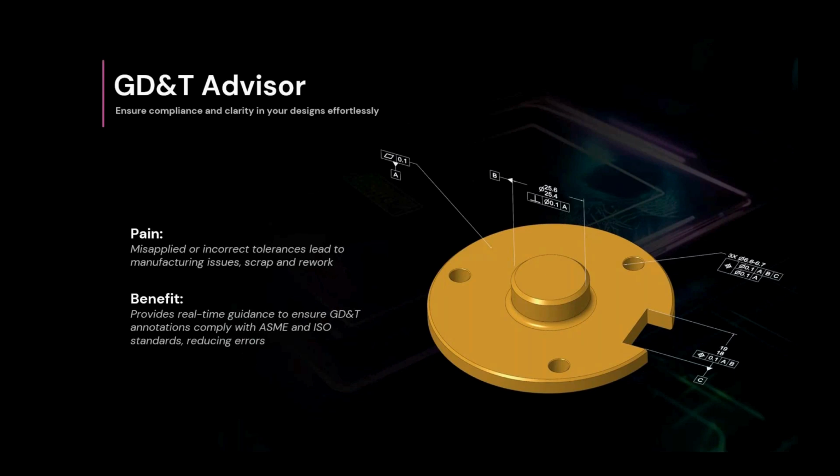So this tool not only streamlines the annotation process, but it also ensures that your models are ready for further downstream applications, maybe like tolerance analysis, which we're going to have a look at, or inspection down on the shop floor, or manufacturing and production. A lot of the pain that we see are misapplied or incorrect tolerances leading to these manufacturing issues. And GD&T Advisor ensures that annotations comply with these standards and can help reduce errors downstream.